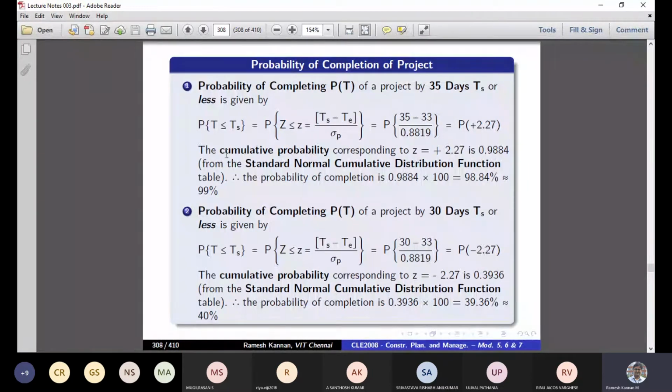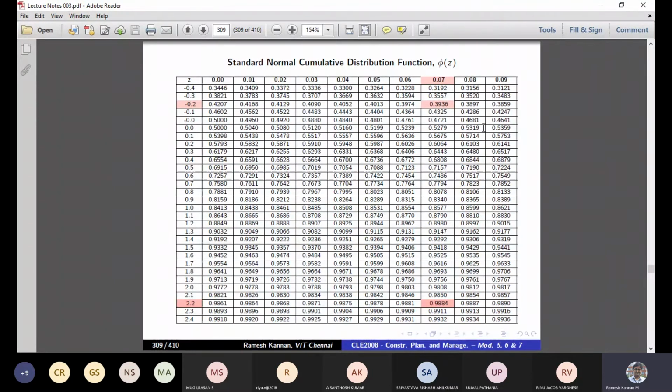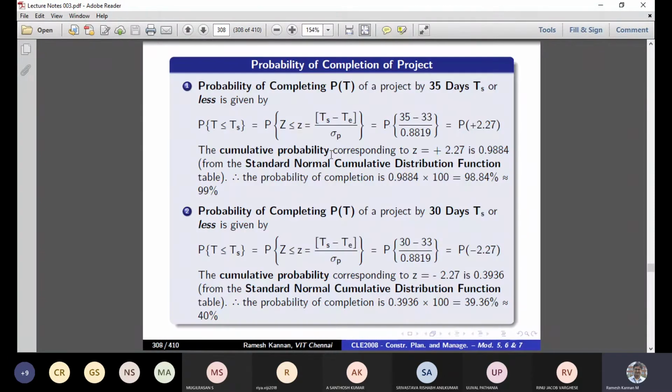But the problem is, this kind of Z table may not be given in the exam. So how are we going to calculate the cumulative probability value? There is a procedure to do that, and that's what we're going to discuss in today's lecture.